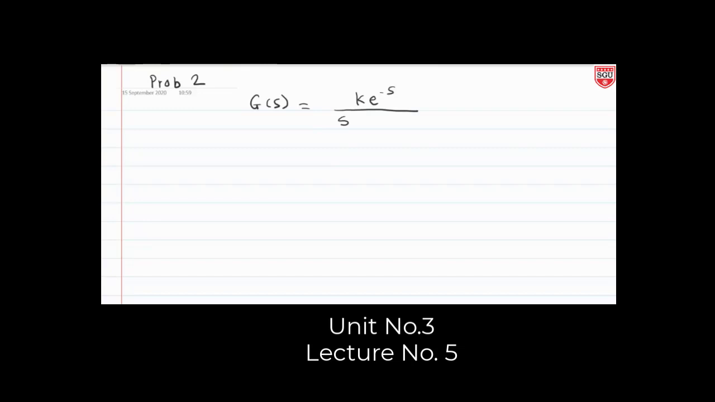The problem is like that: K e raised to minus s upon s square plus 5s plus 9. What we have to find out is the value of K so that the system is stable.